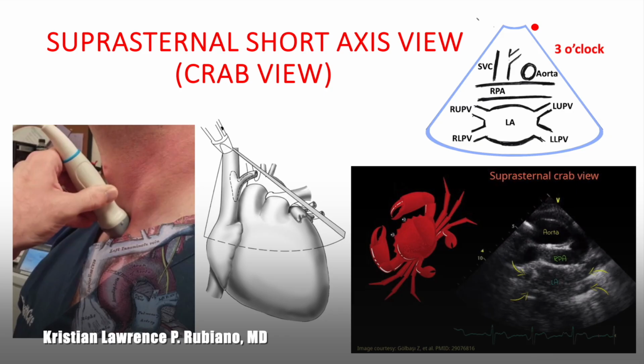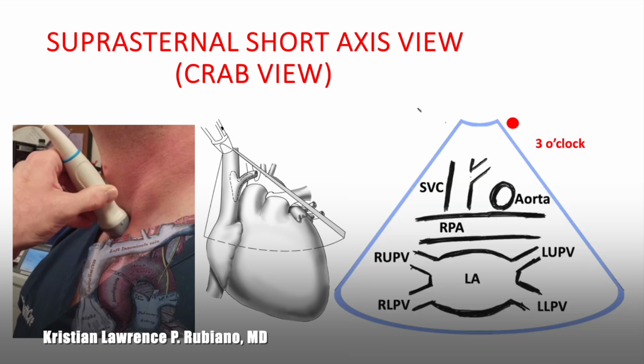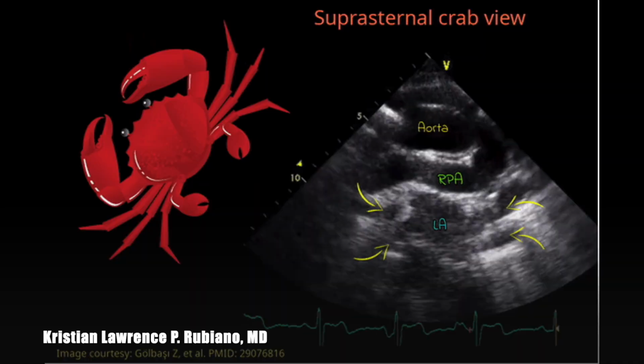Next is the suprasternal short axis view. Adjusting the probe to approximately 3 o'clock position to see coronal section of the left atrium, also to check the entrance of the 4 pulmonary veins to the left atrium. This is also called the crab view.